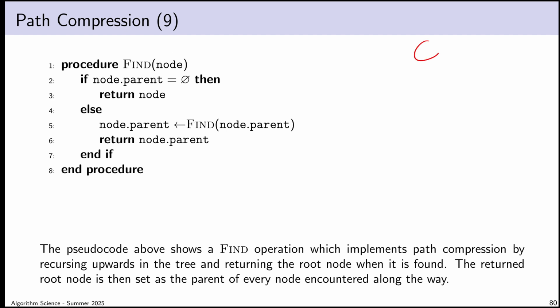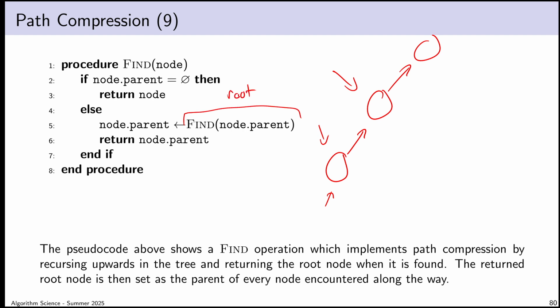Otherwise, what we'll do, so let's just draw ourselves a tree to work with here. We've got something like this. So I am at this node here, and I know that this is not the root of the tree. So I recursively find the representative of the parent of this node. And we know that the find operation always returns the root of the tree. So recursively, what I will eventually get from this recursive call is the root of the tree.